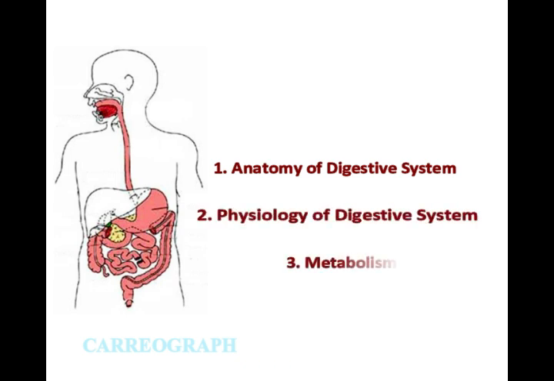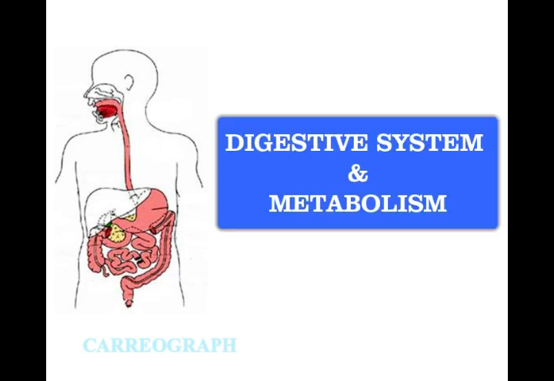the metabolism. So friends, before I get into the subject of anatomy of the digestive system, let us understand the meaning of system. As you already know, we have many organs present in our body, and when these organs come together and perform a specific function, we call it a system.